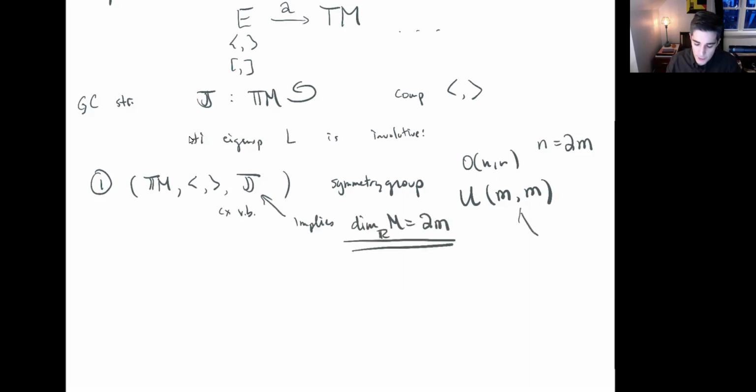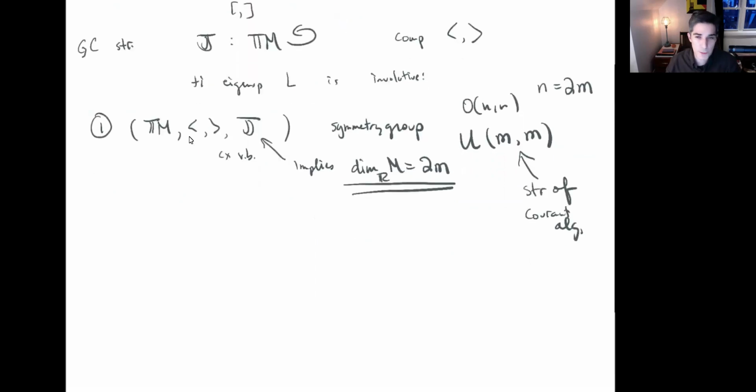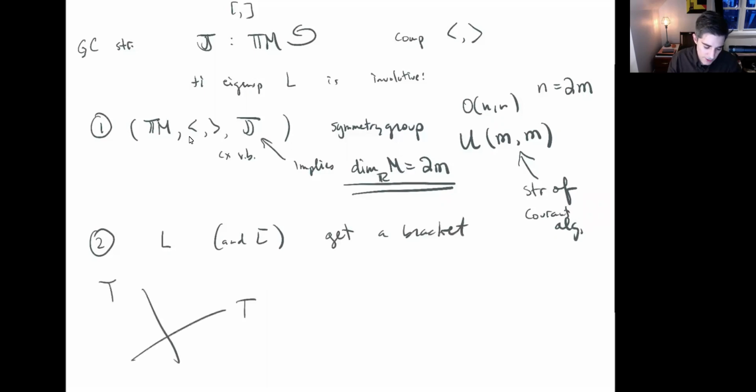And the structure of the Courant algebroid is reduced to the unitary group, the split signature unitary group. The second thing is that L and L bar get a bracket. So we have this T plus T star, and inside here, usually I think of it as being yellow, we have L. And this L has a bracket.